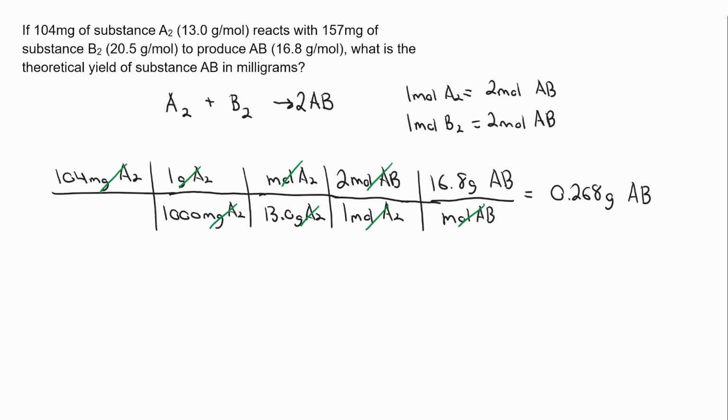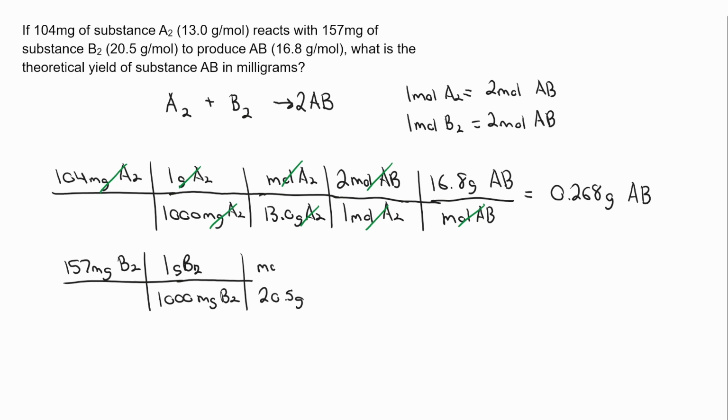And now let's do the same thing for B2. Here we have 157 milligrams of B2, and we'll go through the same process again of converting from 1000 milligrams of B2 to 1 gram of B2. And then using the molar mass as before, 20.5 grams for every mole of B2.